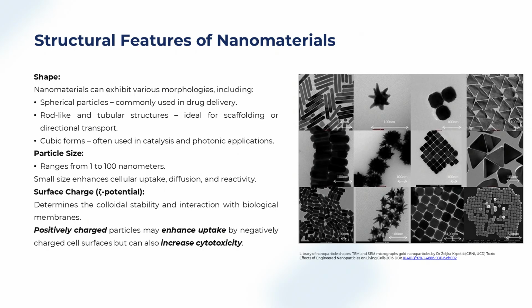Let's talk a little bit more in detail about the structural features of nanomaterials. We were talking already about how shape matters, but how does it matter? The spherical particles are commonly used in drug delivery due to their features. Rod-like or tubular structures are ideal for scaffolding or directional transport. Cubic forms are often used in catalysis and photonic applications.